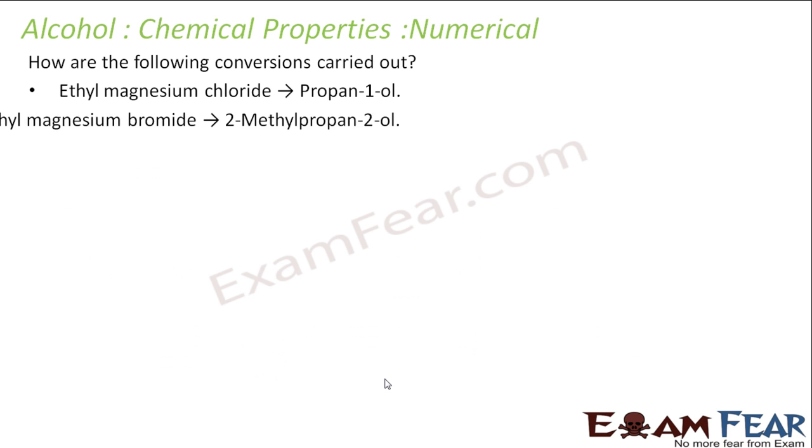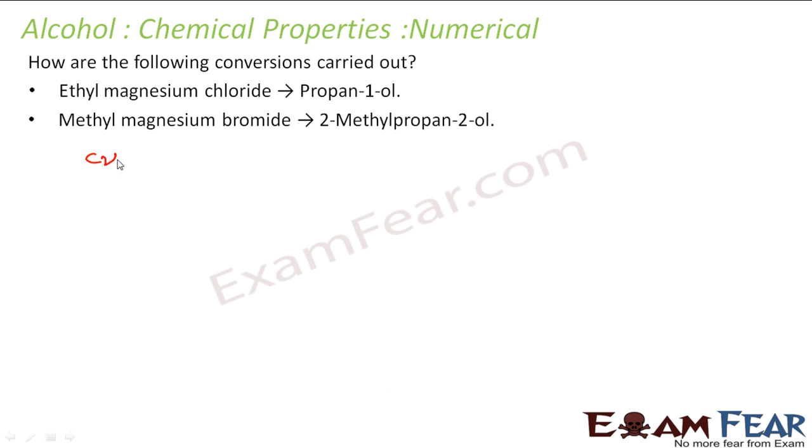The next is we have to convert ethyl magnesium chloride to propan-1-ol. So ethyl, C2H5MgCl, this is a Grignard reagent, to propan-1-ol, that is C3H7OH. This is the conversion required. Since I have to increase the number of carbons by 1, I can react this guy with HCHO. Let's see the conversion here.